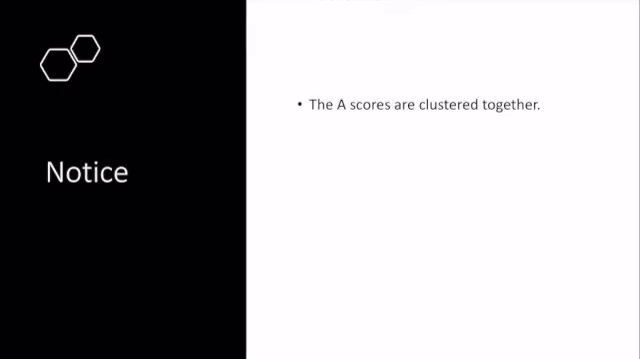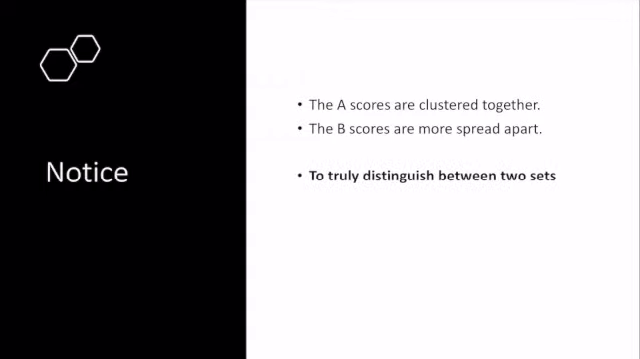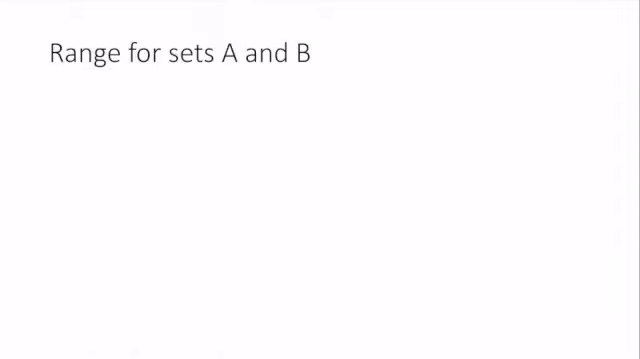So, A scores are clustered together. B scores are more spread apart. And to truly distinguish between these two sets, then, we're going to need something other than measures of center. That's why measures of variation are so important. We need to look at the scores that measure the variation in the data. So we're going to calculate their range and their standard deviation.